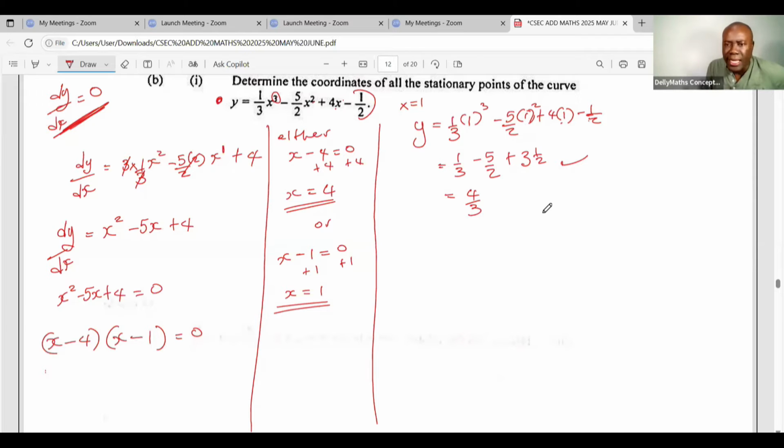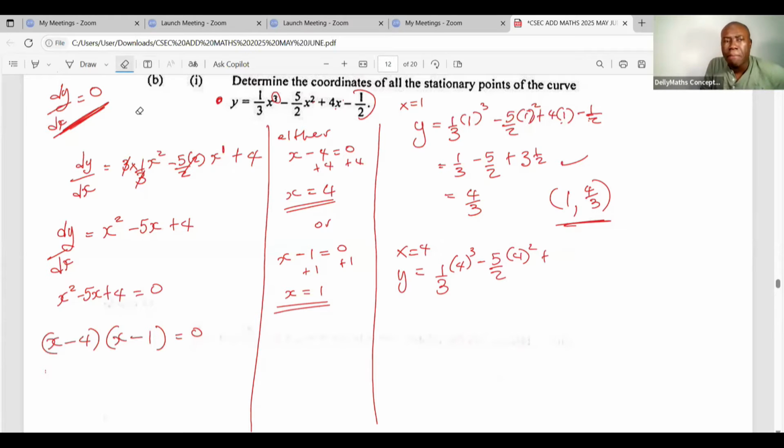So what that is saying is that one of the stationary points is 1 and 4/3. So that's one of the stationary points. To find the second stationary point, we're going to input 4. So x is 4. So it's going to be 4 raised to the third minus 5/2, 4 squared plus 4 times 4.